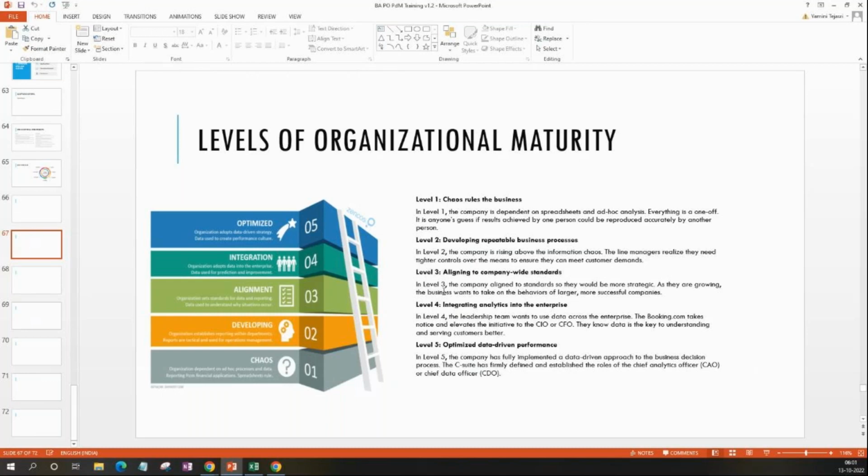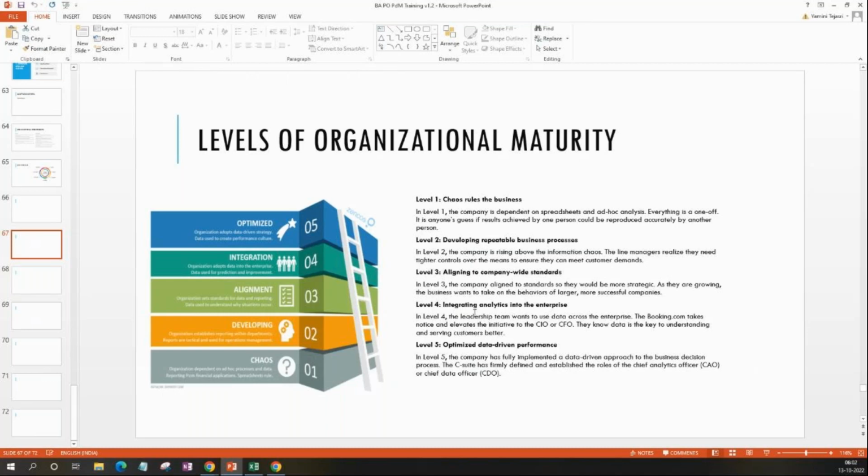And then we have the alignment phase, where organizations try to align to company-wide standards. They look at similar, successful organizations, how they have succeeded and what practices they have followed. So take a leaf out of the best practices that they have followed, see if you can implement them in your organization, and taste the success. That's how you try to align to the company-wide or industry standards. You want to take the behaviors of larger and successful companies.